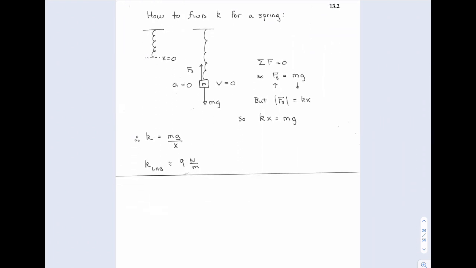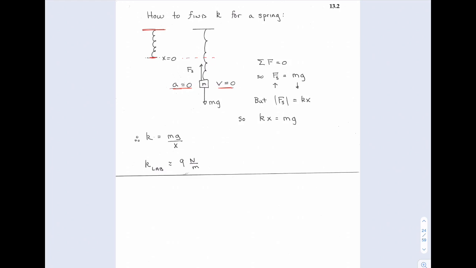Now, how would you find the spring constant for your spring? Well, what you actually do is you hang the spring. So here's my spring hanging from the support, and that's my relaxed position, nothing attached to the spring. Now I attach a mass to the spring and I slowly let it down, and it's just sitting here. It's not moving. Acceleration is 0.